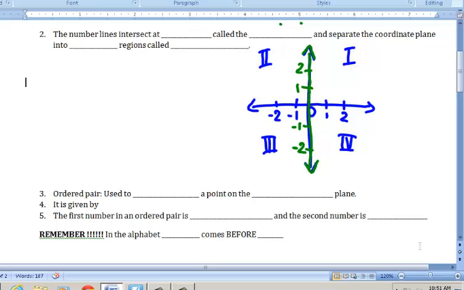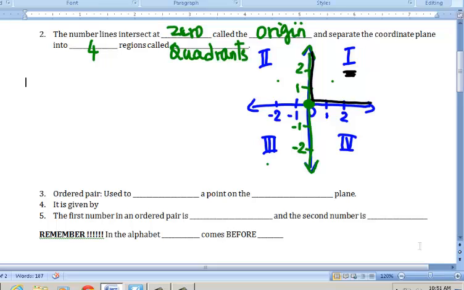Okay, let's take a look. Again, we talked about this. The number lines intersect at 0, this point, which we also call the origin, and they separate this coordinate plane into 4 regions, and we call them quadrants. Remember, quad means 4, so there are 4 quadrants, 1, 2, 3, 4. That's why we call them that. All right, how do we write an ordered pair? We already know, because so far you have always been doing this part of the graph, quadrant 1. This is what we've been using always. We just sort of ignored the rest because we did not have negative values.